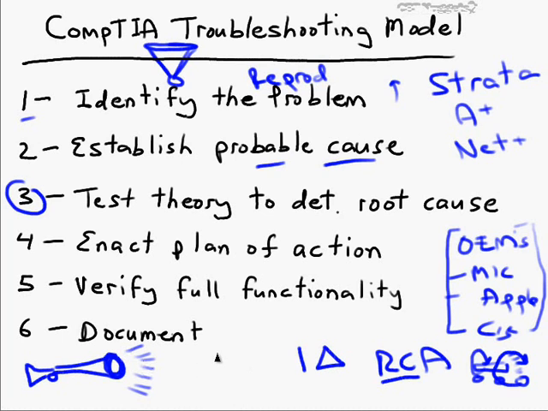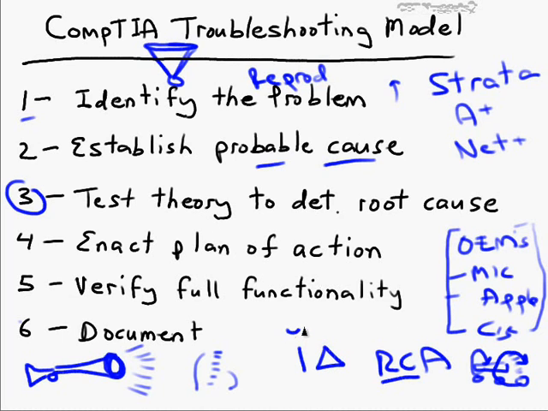Similarly, if you just perform a whole bunch of changes at once on a PC, restart, and you find that the problem's been resolved and it's gone, how do you know which of those many steps it was that actually resolved the problem? This is going to get you into big trouble when you get down to step 6, when we're documenting what happened. So we make changes one at a time.